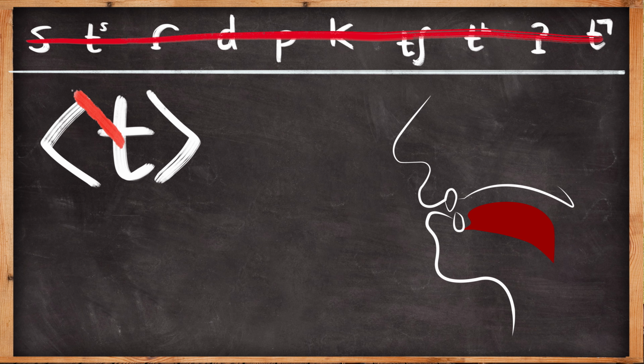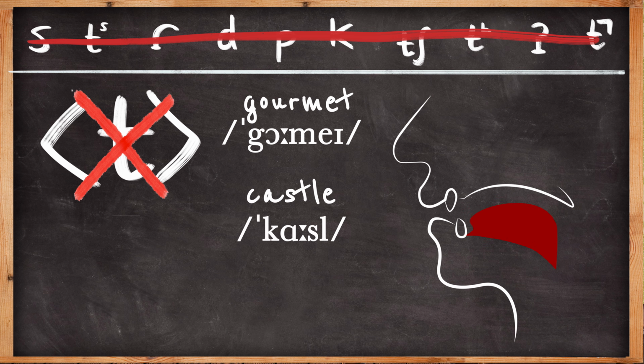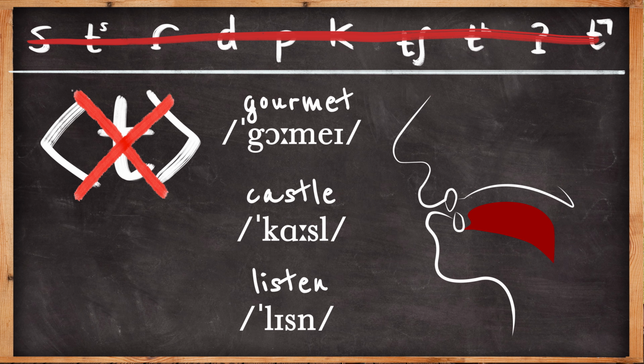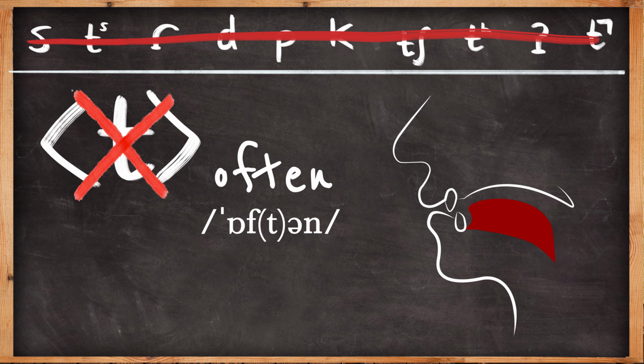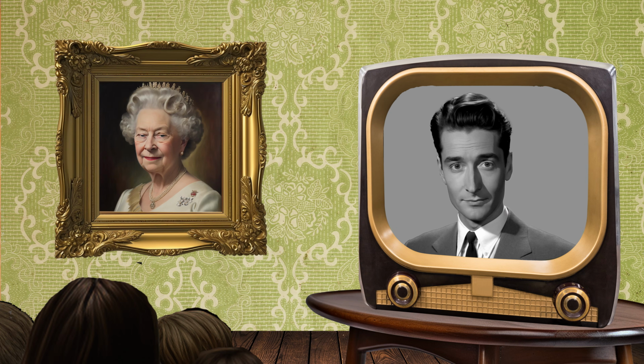11. Silent T. With so many different pronunciations flying around, it's easy to forget that sometimes we simply don't say the T. Gourmet, castle, listen. And it's optional in often. Yeah, people often drop the T there. More often than not, I'd say.